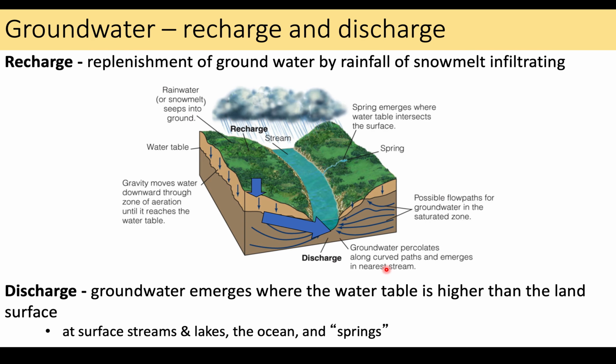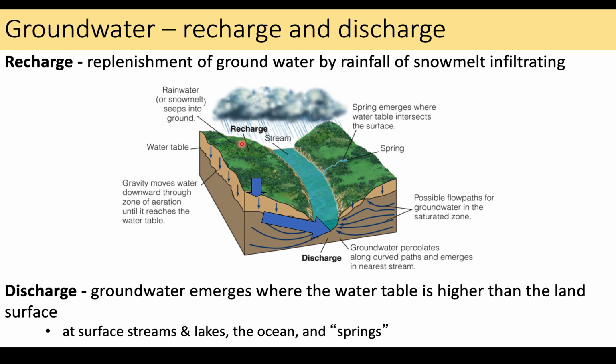So with groundwater, I talked about how the water table can change. So it can change in height. We call this recharge and discharge. So recharge is when we replenish groundwater. So this is due to rainfall or snow melting and then infiltrating downwards. And then we also have discharge. So discharge is where the groundwater emerges or comes up from the water table to the surface of the earth. So this is where we have streams, lakes, springs, sometimes the ocean.